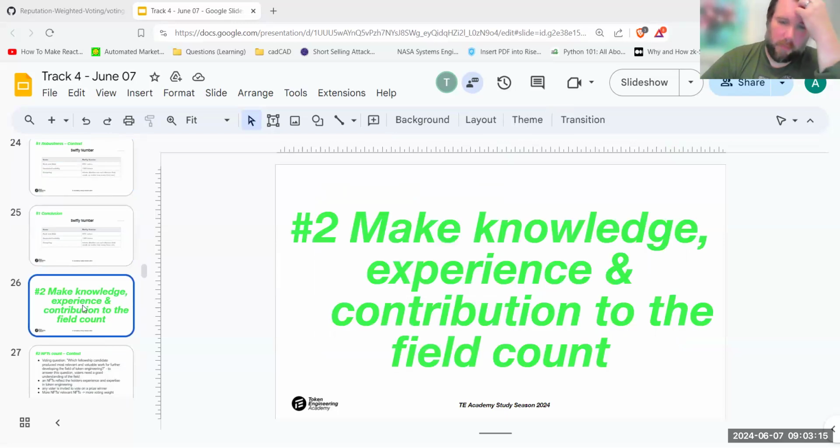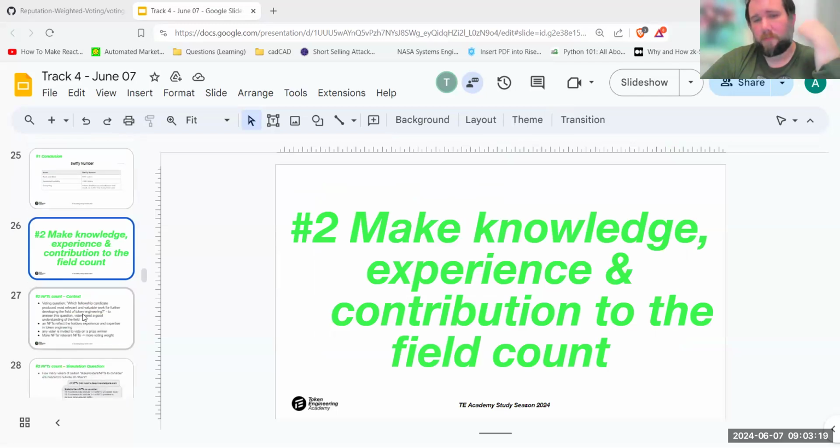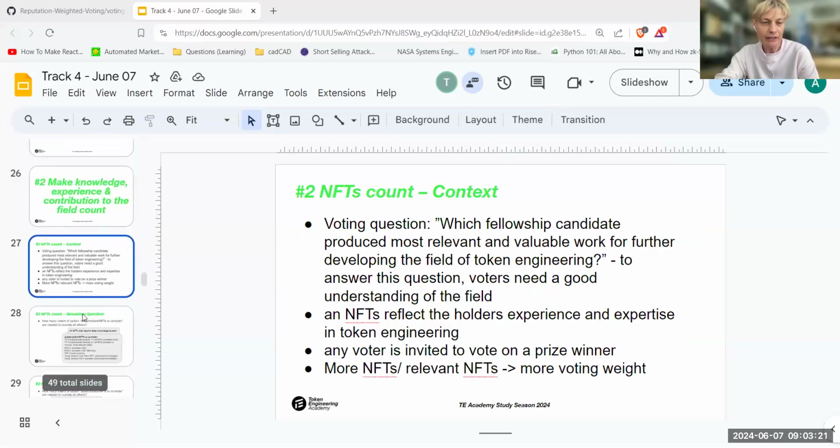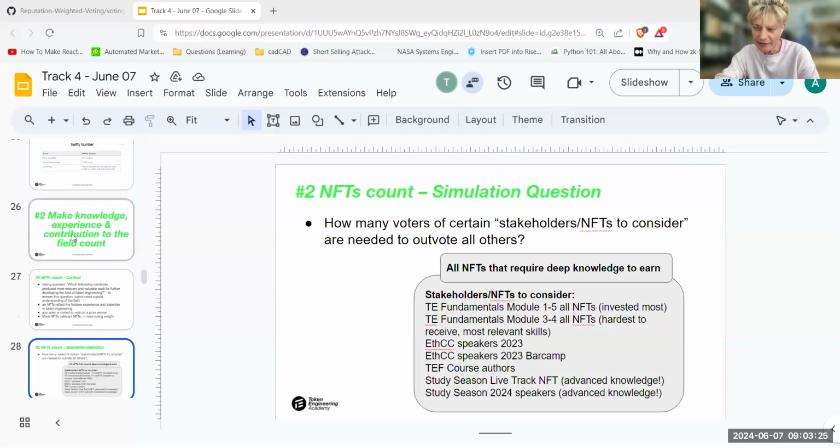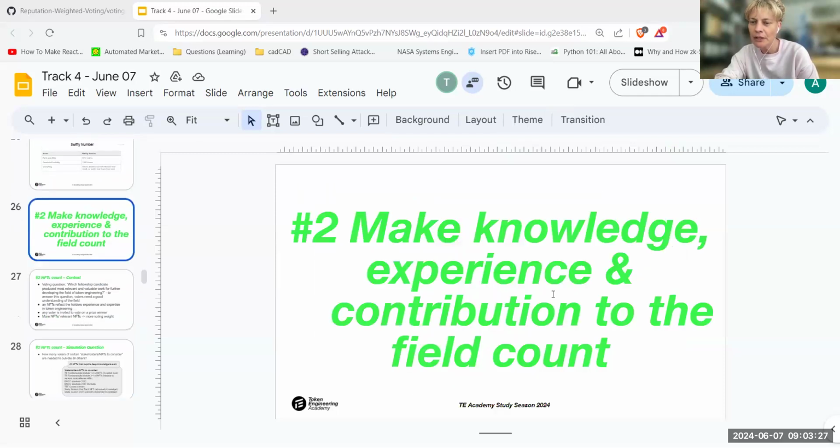The second thing we wanted to look at was making sure that knowledge and experience actually count. Andrew, maybe a quick pause. Yes. I just want to pick up Saremba's question.